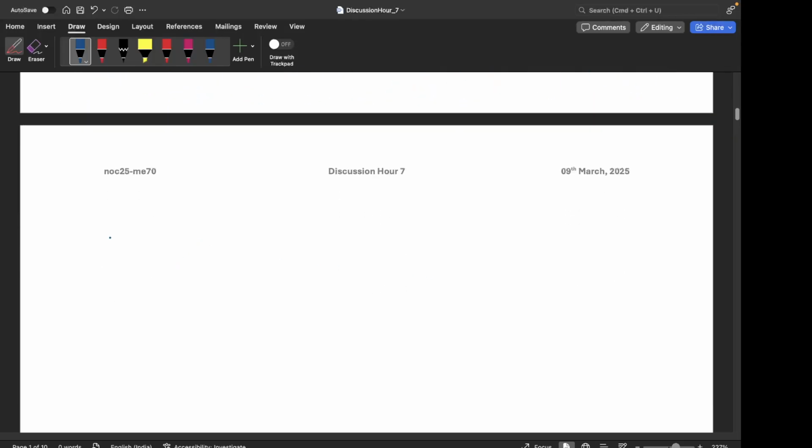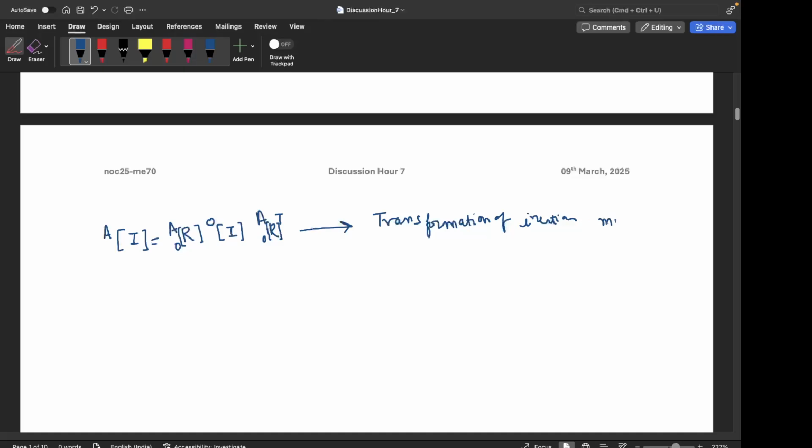The transformation of the inertia matrix can be done like this. If I want to describe the inertia matrix in frame A, and I have the description in, let's say, frame 0, then I will use my rotation matrix from 0 to A like this, and its transpose. So this is how inertia matrices are transformed. Note that the order of the rotation matrix here is also important, because if you switch the order, then the transformation will not be correct.